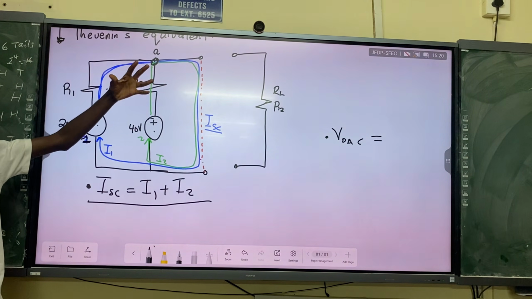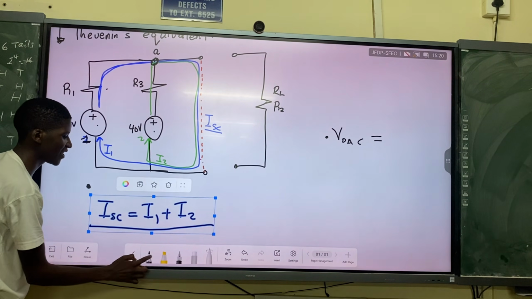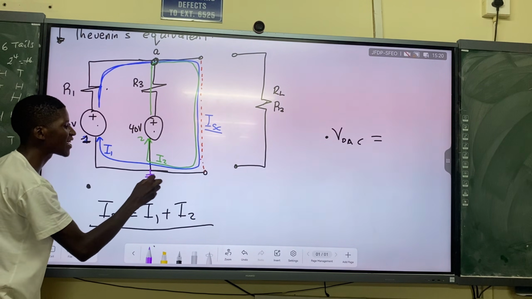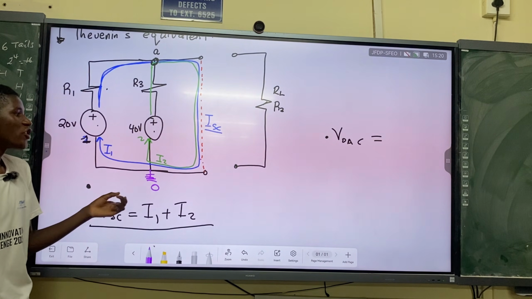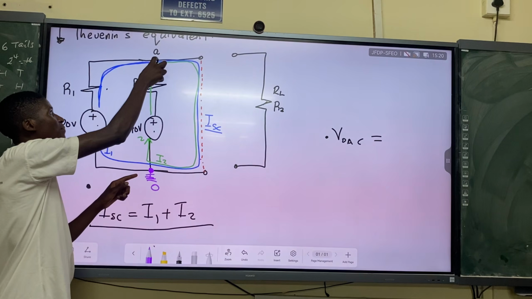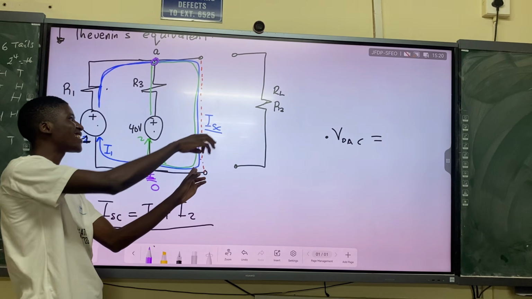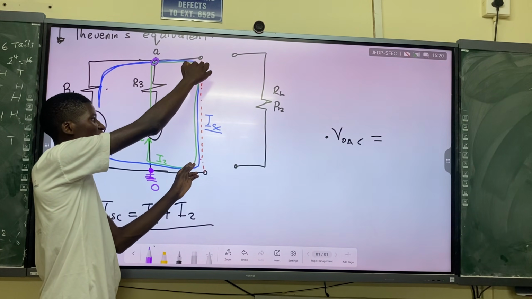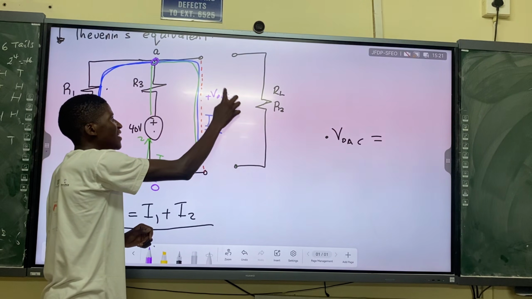Usually when we are applying the node voltage method, remember the applications that we did last time, we must apply node voltage analysis. We usually ground the terminal since it has 0 potential. So the potential at this point is 0, right? And the potential at this point is A. So we must have the potential difference across this open circuit, so that I can find the open circuit voltage, because I'm supposed to find the open circuit voltage there.